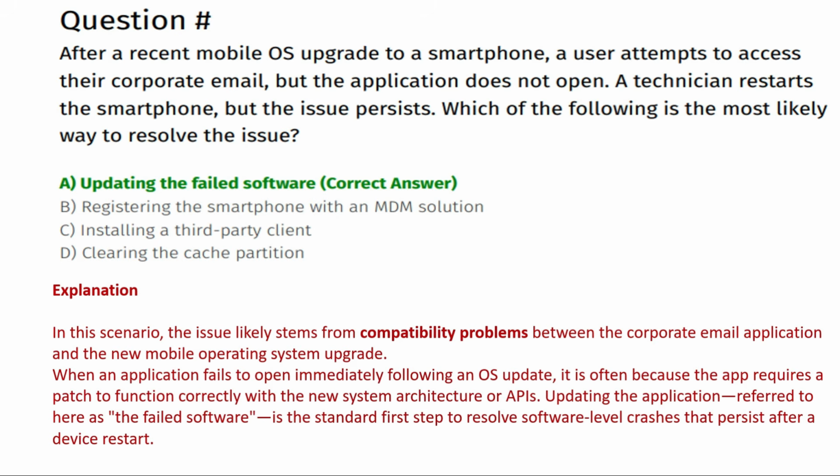So let's check the explanation. In this scenario, the issue likely stems from compatibility problems between the corporate email application and the new mobile operating system upgrade. Where an application fails to open immediately following an OS update, it is often because the app requires a patch to function correctly with a new system architecture or APIs. Updating the application, referred to here as the failed software, is the standard first step to resolve software-level crashes that persist after a device restart. So that's why the correct answer for this question is option A, updating the failed software. So let's move to the next question.